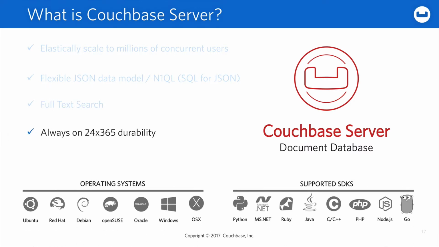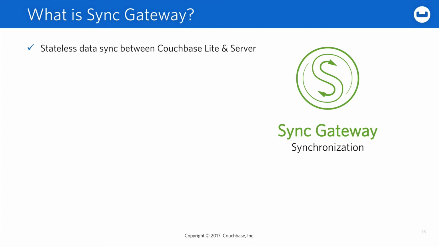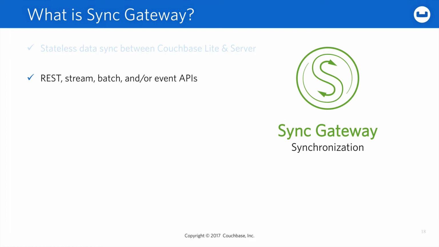Couchbase Server is also available for virtually all operating systems, and we provide vendor-supported SDKs for all major programming languages. The Sync Gateway provides stateless data synchronization between these two, Couchbase Lite and Couchbase Server. The Sync Gateway exposes REST-based streaming, batch, and/or event-based APIs so that your development team can continue using the approach that works best for your application.